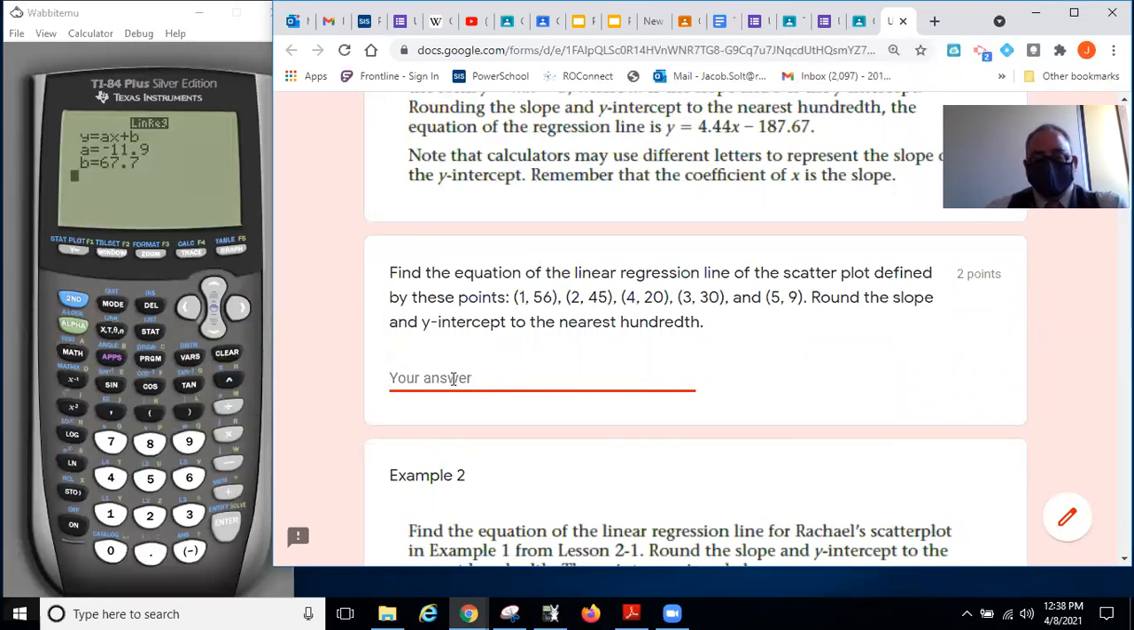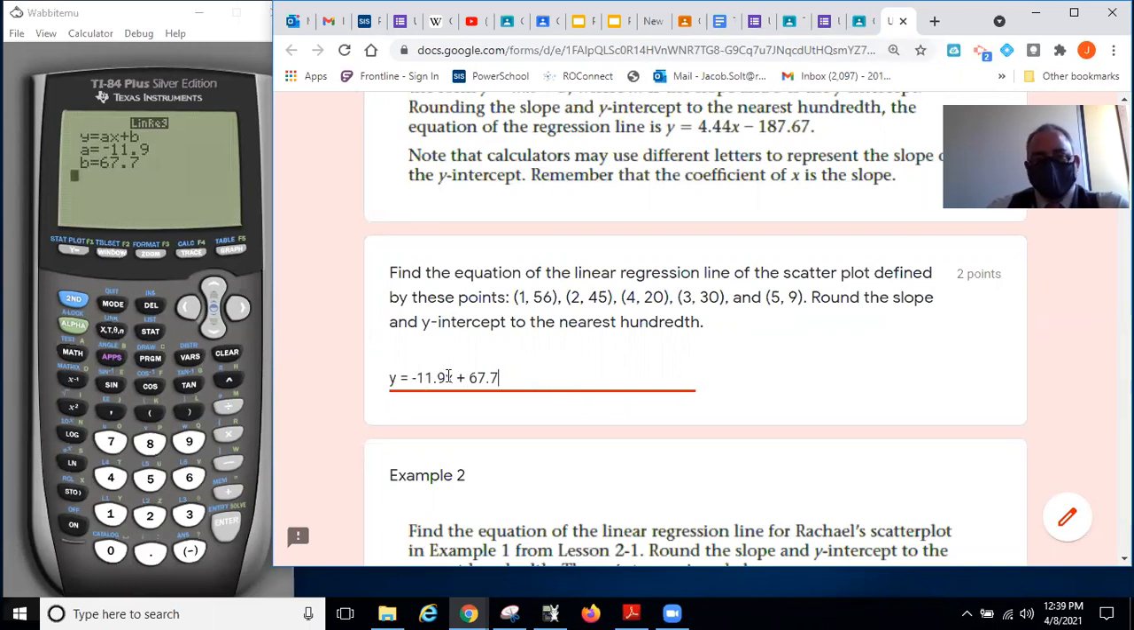It told me that it's going to be a linear model. I told it to run a linear equation, so it's going to be A times X plus B. And then it tells me what A is. A is negative 11.9. B is 67.7. So I took the Y equals AX plus B, I substituted the number for A, and I substituted the number it gave me for B.